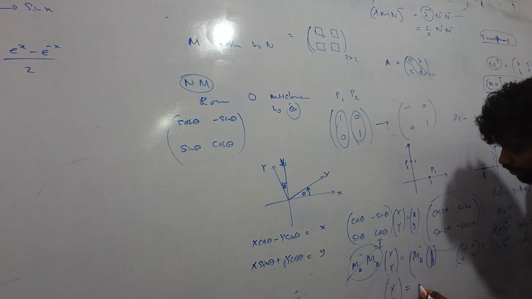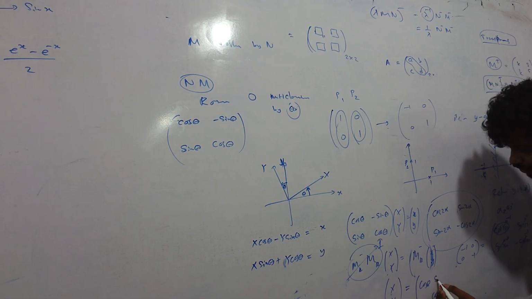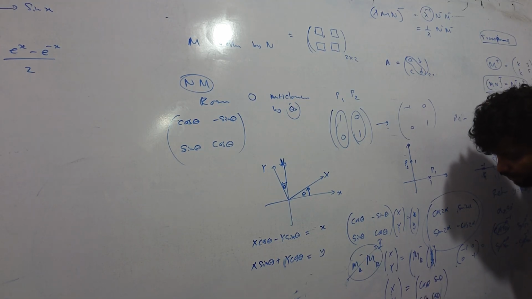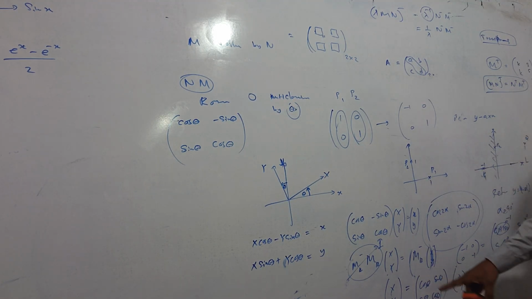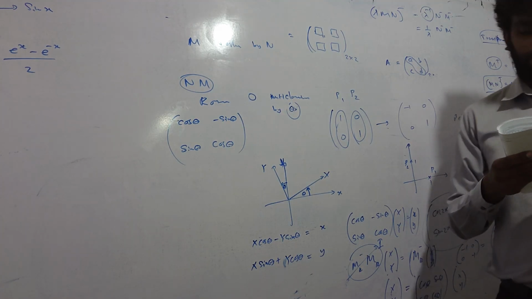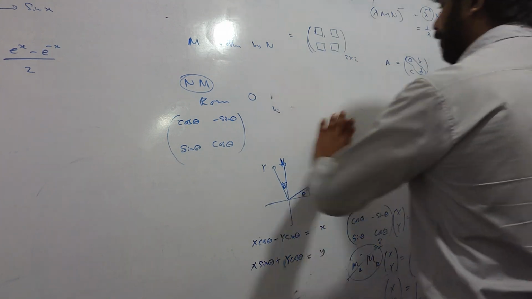So this is 1. Then cosine theta, cosine theta, sine is switched, sin theta, negative sin theta. If you want to go from here to there, we can use this. The other one. Right. Shall we start it now?